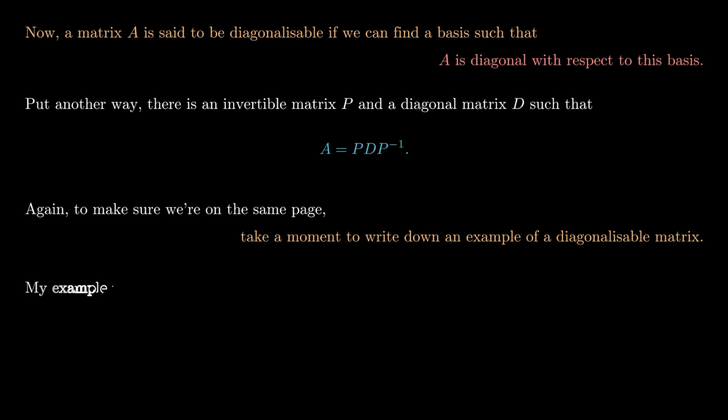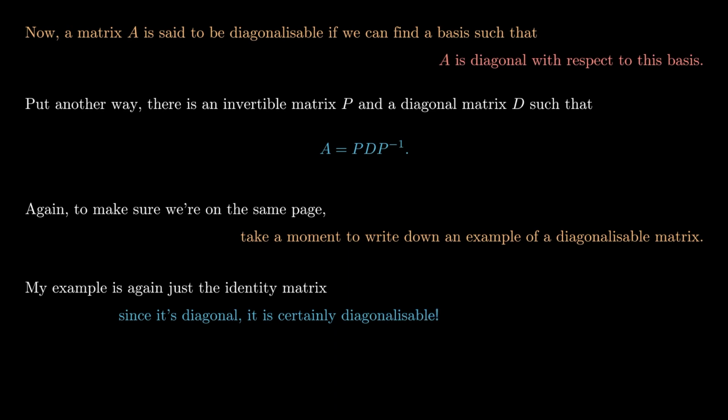The example I'm going to choose is again the dumb one. I'm just going to choose the identity matrix with 1s on the diagonal and 0 elsewhere. This is certainly a diagonalizable matrix.